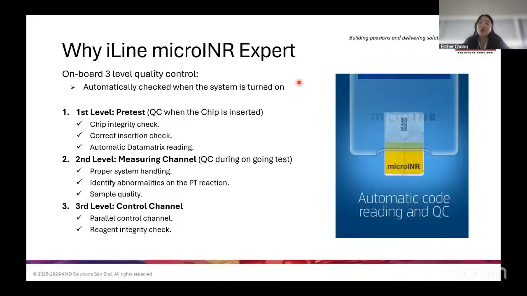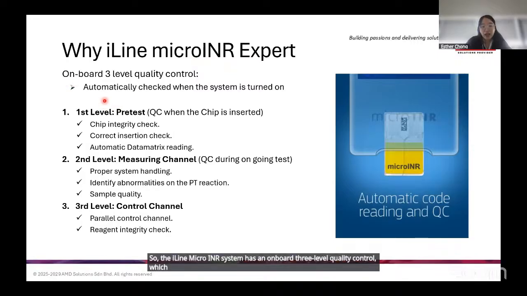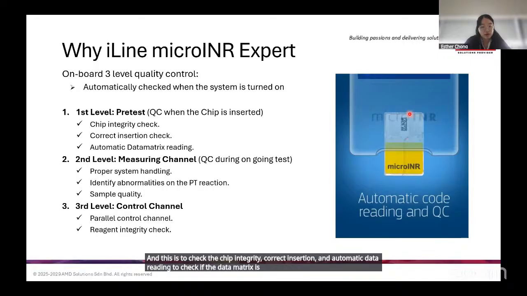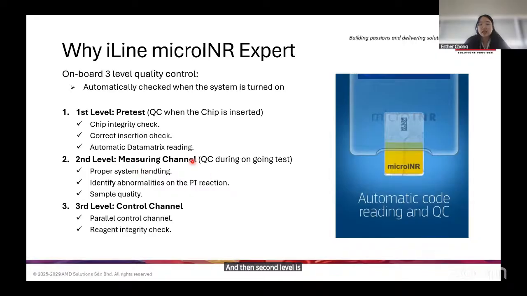So the iLine Micro INR system has an onboard 3-level quality control, which automatically checks when the system is turned on. The first level is the pre-test QC when the chip is inserted into the machine. This is to check the chip integrity, correct insertion, and automatic data reading to check if the data matrix is correct or not.